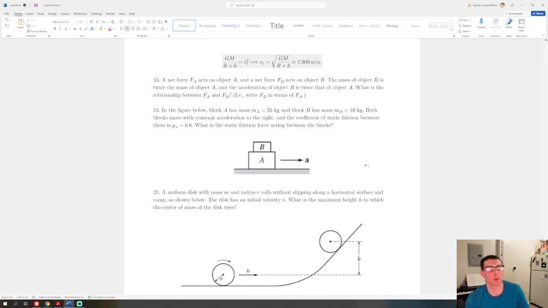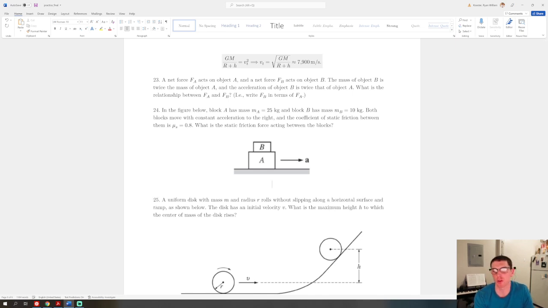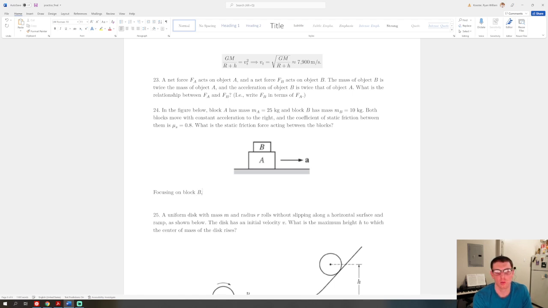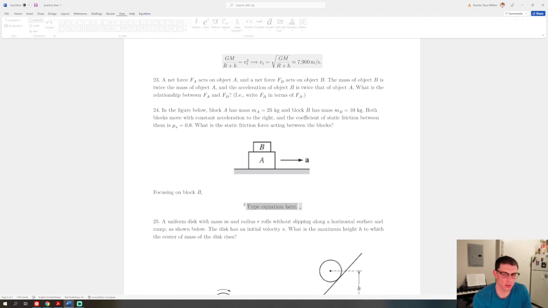This one's also kind of weird, but I think this is a good one to think about too. So I think we only have to focus on block B here, right? So focusing on block B, we just write out the net force equation in the x direction, right?